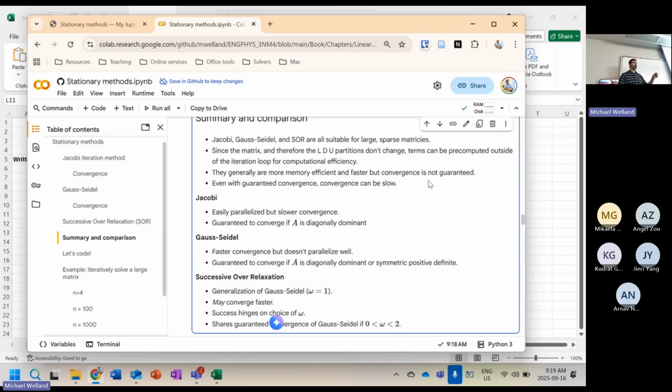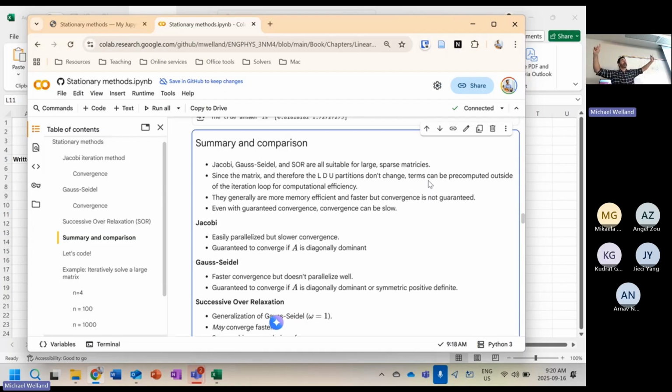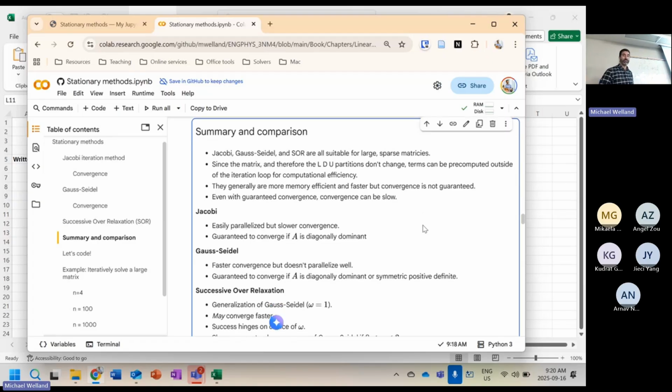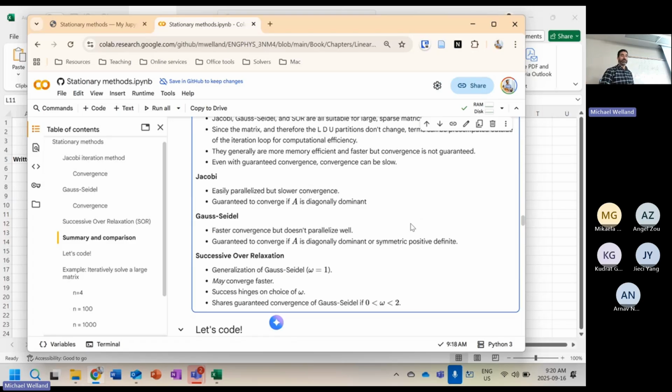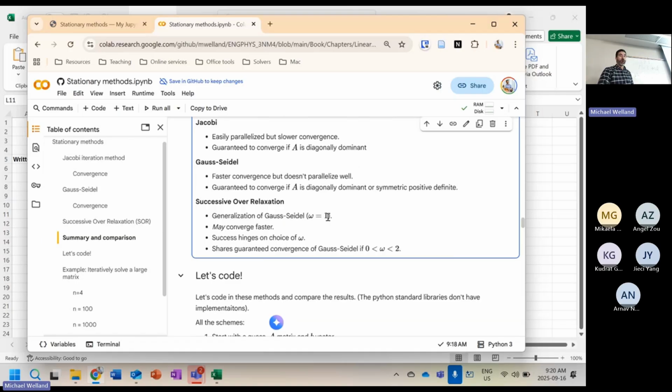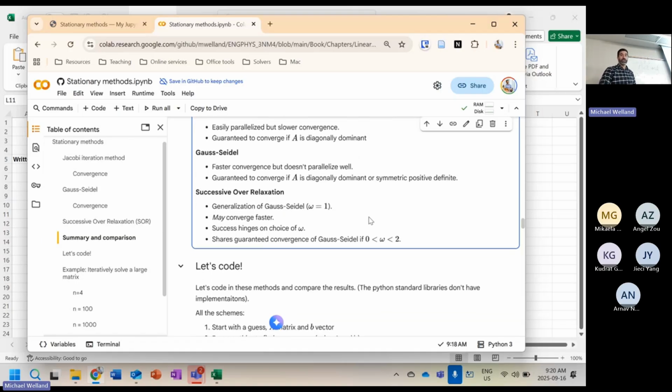It is guaranteed to converge for diagonally dominant matrices and symmetric positive definite ones. So again, symmetric is obvious. Positive definite isn't so obvious. We're going to talk about that with conjugate gradient on Thursday. Jacobi parallelizes very well, but converges slowly. Gauss-Seidel converges faster, but doesn't parallelize as well. SOR is a more general case of Gauss-Seidel, might converge, and so on.